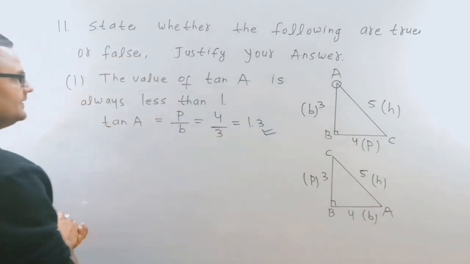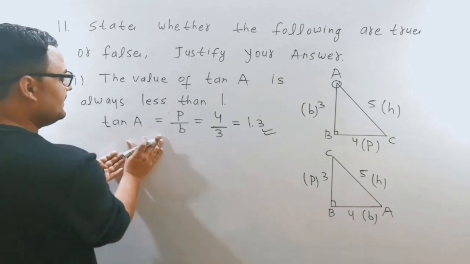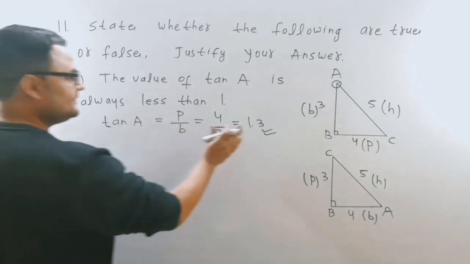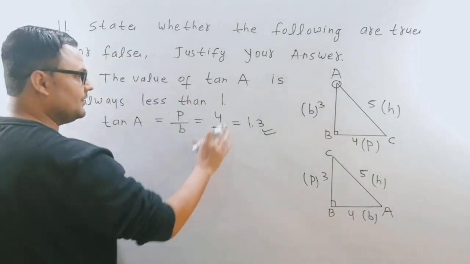This is more than 1. So in the first one, what we got is that the value of tan A is more than 1. So we can say the first one is false.